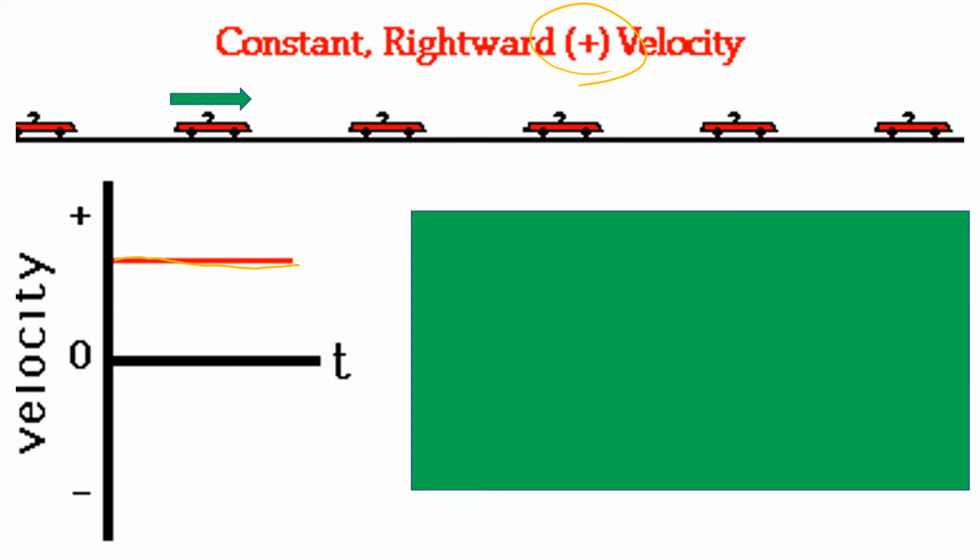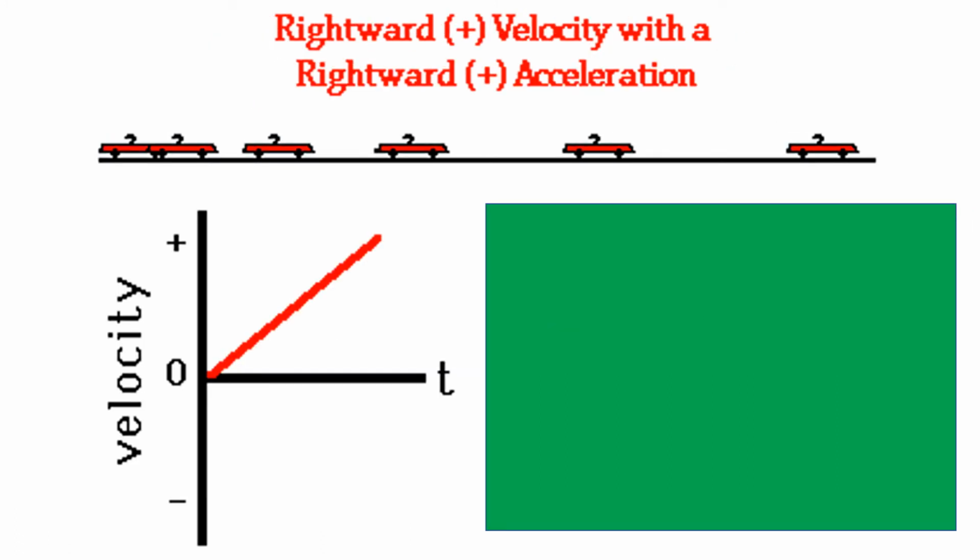So it's going in the positive direction and it's not accelerating because there's no change. It's not a diagonal line, it's a straight line across. So with rightward velocity and rightward acceleration, notice positive and positive together, that means this thing is speeding up, or increasing its speed.